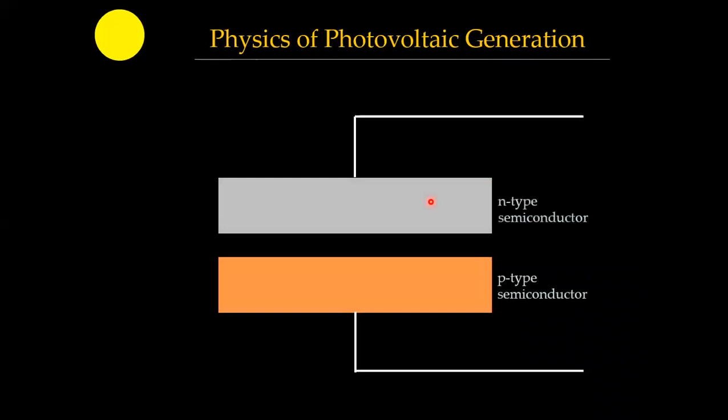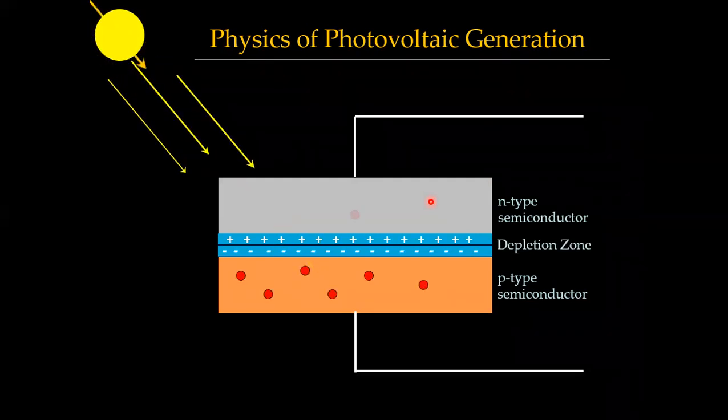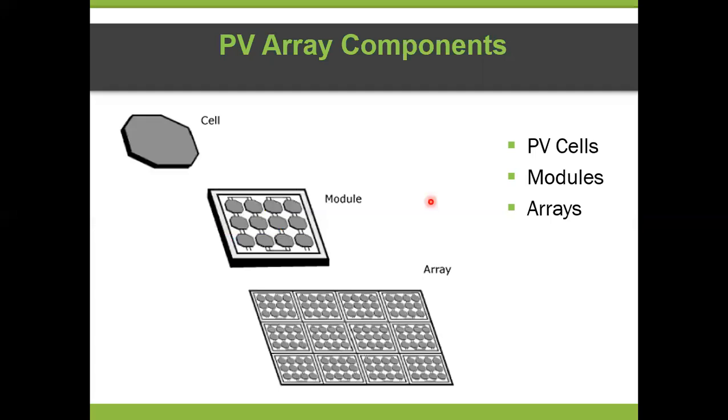Okay, so here we can see the physics of photovoltaic generation. Silicon is a semiconductor. We have an n-type semiconductor and a p-type semiconductor, with the depletion zone between them. Sun radiation will come and be absorbed, and then we will get the electricity through the photovoltaic cell.